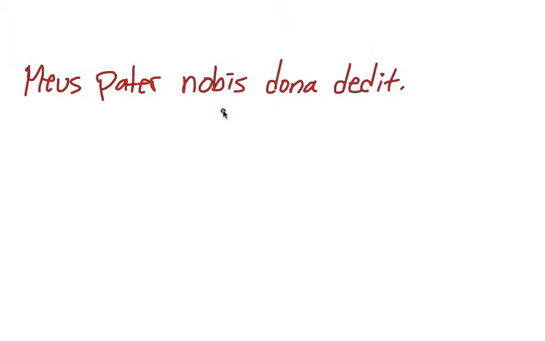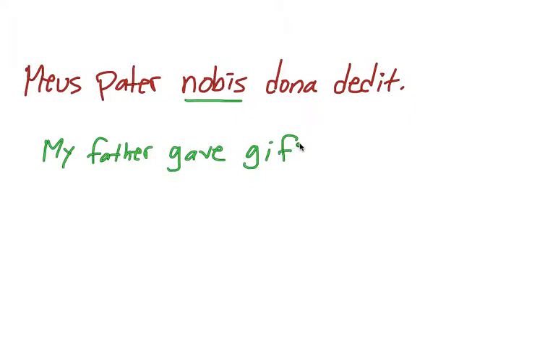Okay, here's a sentence that has a personal pronoun, nobis. Of course this could be dative or ablative, and the big clue that it's dative is dedit, right? A form of do, which means it's an indirect object. So meus pater, my father, dedit, gave, dona, gifts, nobis, to us. Okay, so here is our personal pronoun.